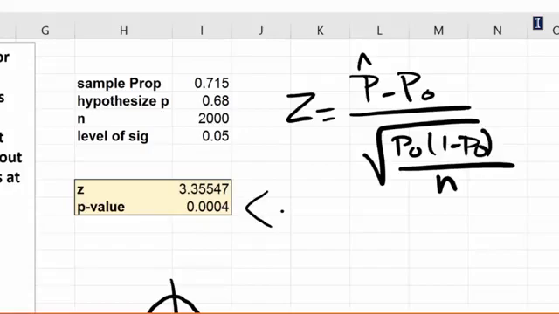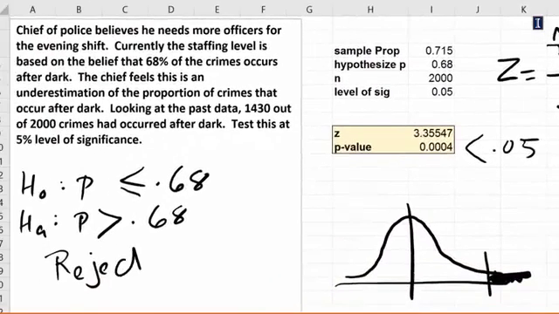This is less than the 0.05, and therefore we will reject the null hypothesis, which means the chief is actually correct that there is more crime than believed happening after dark. So if he needs more staffing to curb the crime, then he should be given the extra staffing.